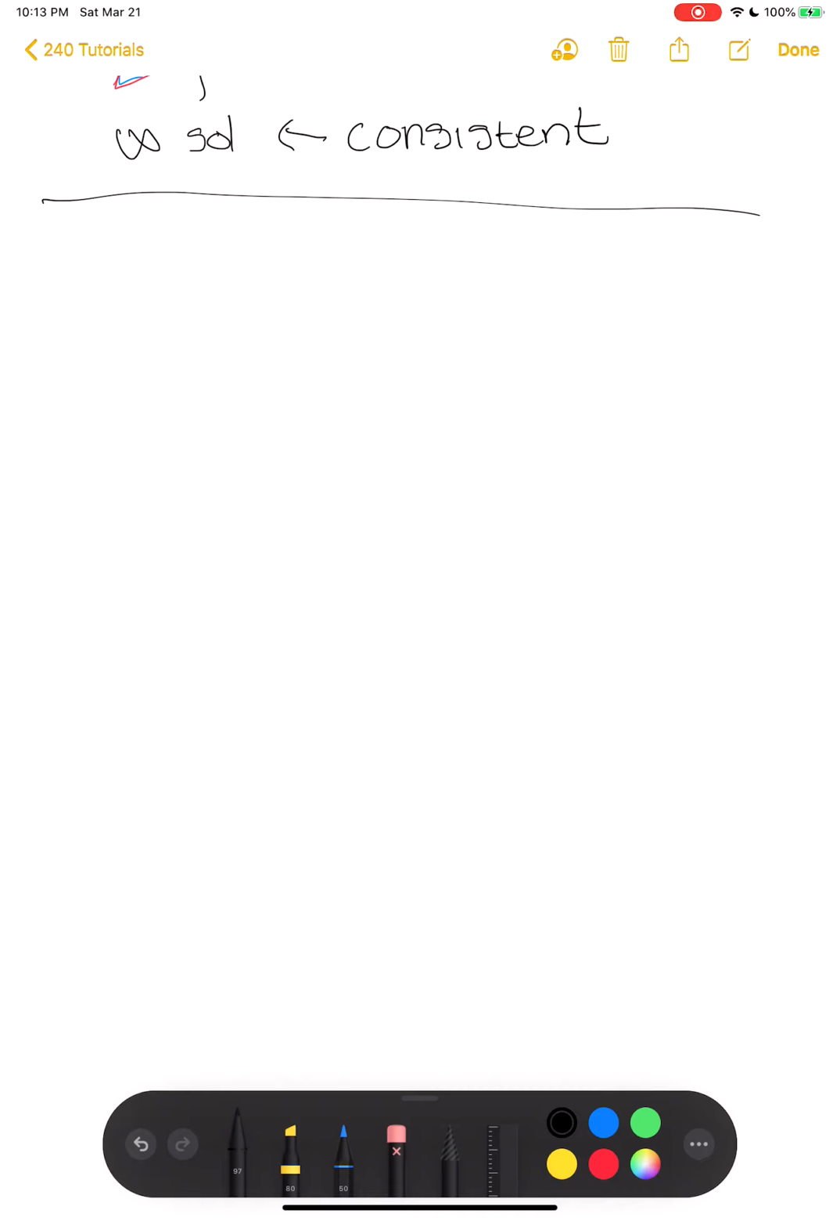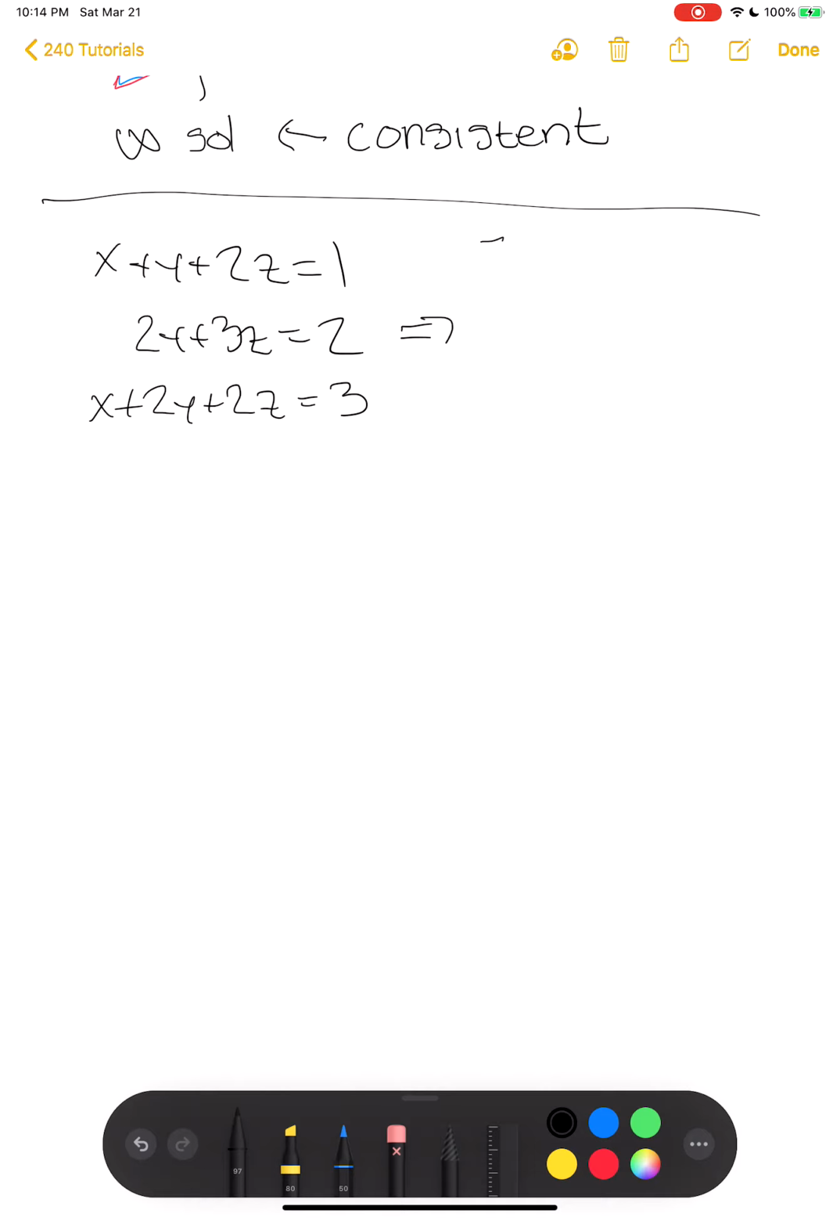So if I start with the systems of equations here, x plus y plus 2z is 1, 2y plus 3z is equal to 2, and x plus 2y plus 2z is equal to 3. You should feel pretty comfortable setting this up as a matrix, so I'm going to skip that step. And so I have 1, 1, 2 augmented with 1. I have 0, 2, 3 augmented with 2, and then 1, 2, 2 augmented with 3.